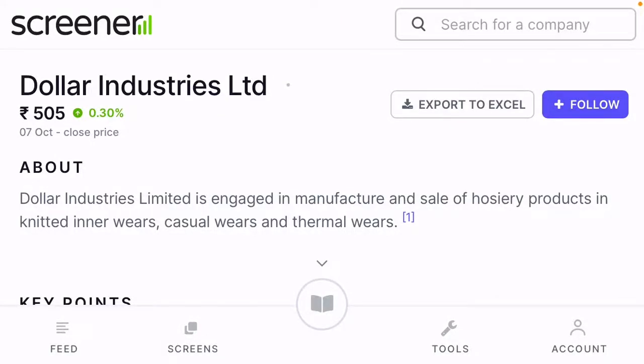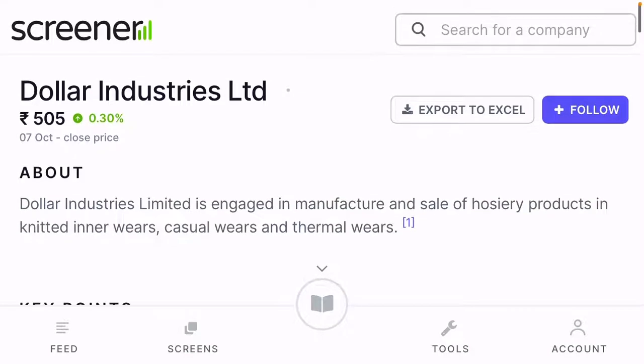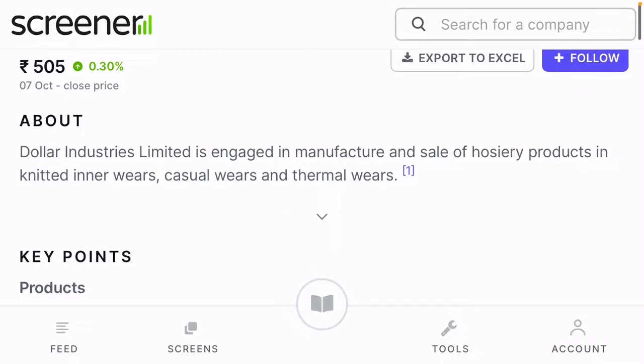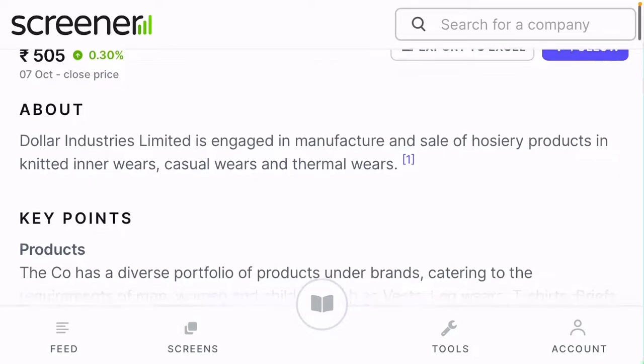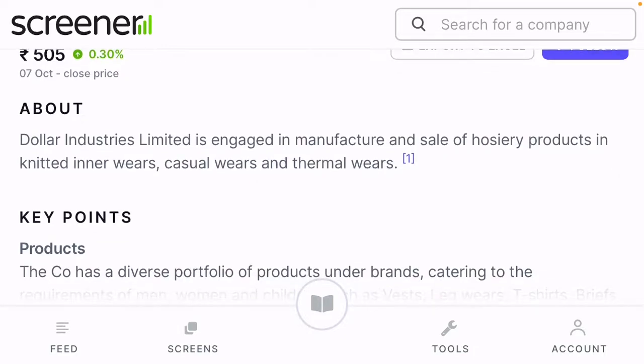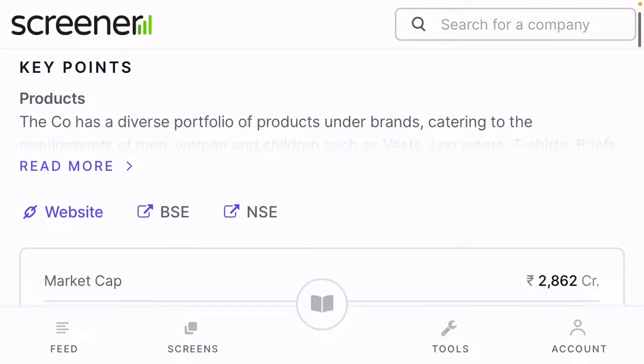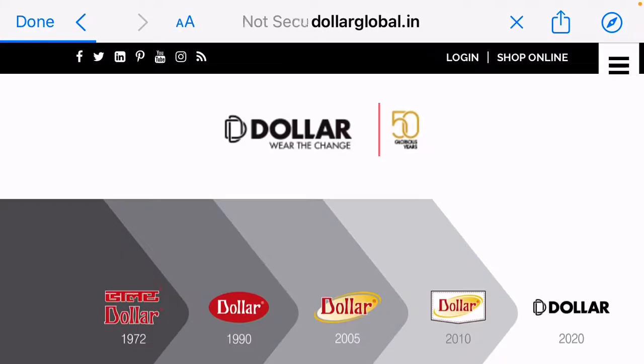Here I am going to show you the fundamental analysis of one of the top brand companies in India, Dollar Industries Limited. Dollar Industries is engaged in the manufacturing and sales of hosiery products in knitted innerwear, casual wear, and thermal wear. This is a very good company and a top brand company. Let me show you some website information of this company.